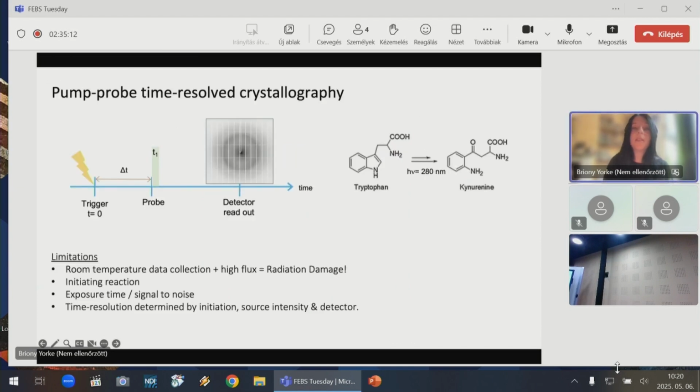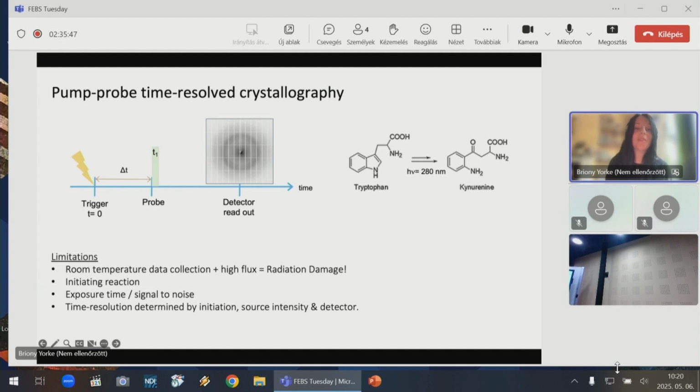So using our typical pump-probe technique, we trigger our reaction with a laser pulse, and after a fixed time delay, we probe how the structure has changed over time. And this has been covered previously, but there are lots of challenges in these experiments. So we need to do our data collection at room temperature if we're going to see dynamics and structural changes. So that means we can have problems with radiation damage. Initiating reactions is often difficult, and there are problems with signal to noise ratio.